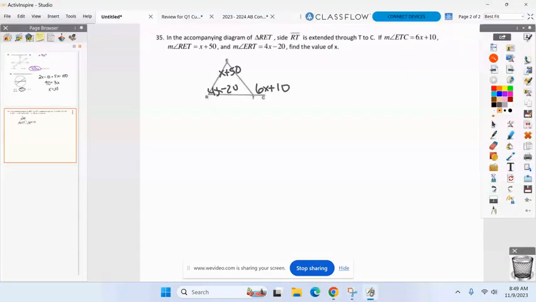Brendan, go ahead. X plus 50 plus 4x plus 20 equals 6x plus 7. Good job. Exterior angle equals the sum of the two remotes added together. Look back at the problem. It does say find x, so I don't need to plug it back in. I just need to do my algebra correctly.